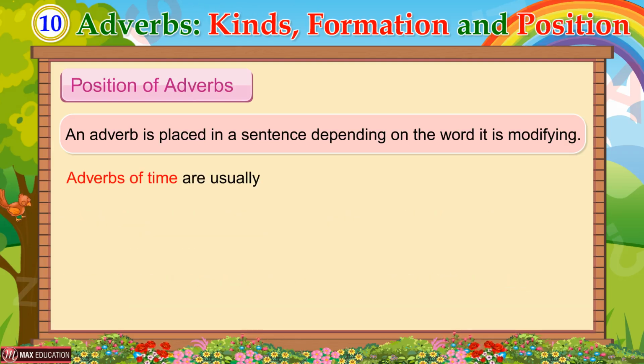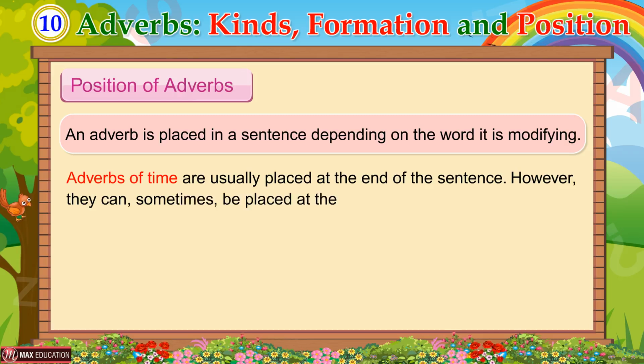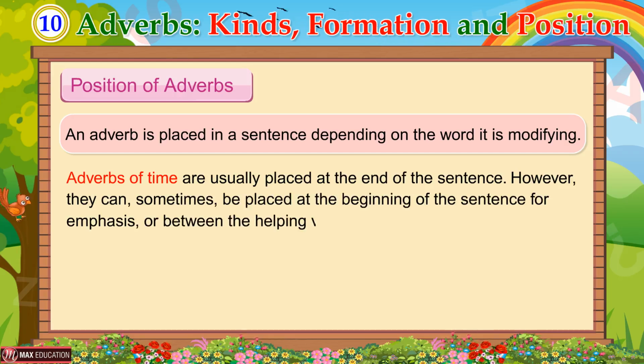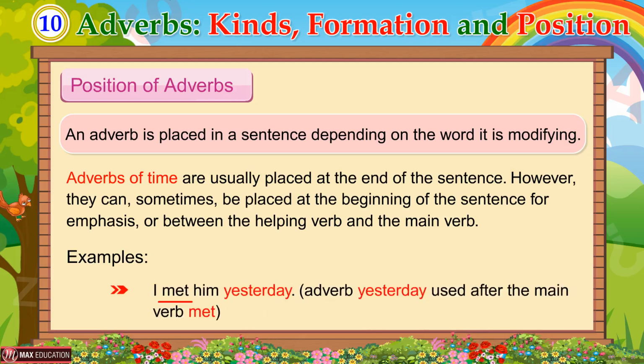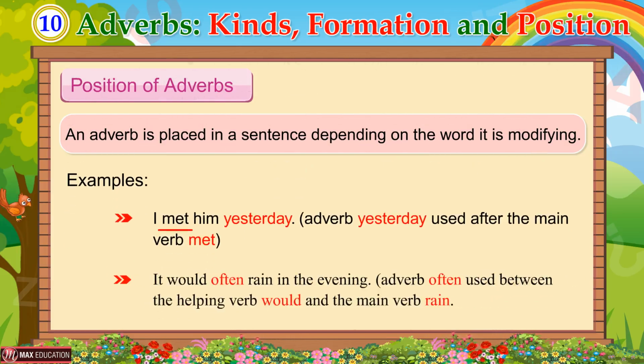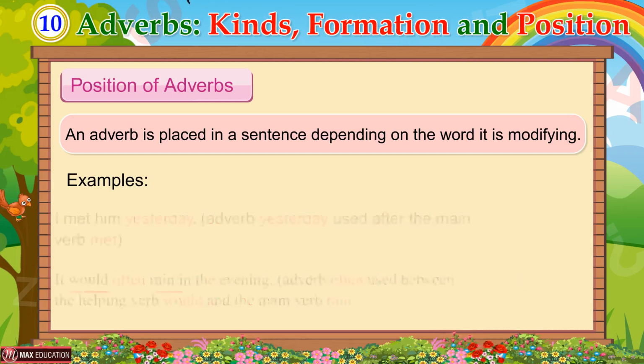Adverbs of time are usually placed at the end of the sentence. However, they can sometimes be placed at the beginning of the sentence for emphasis or between the helping verb and the main verb. Examples: I met him yesterday. Adverb yesterday used after the main verb met. It would often rain in the evening. Adverb often used between the helping verb would and the main verb rain.